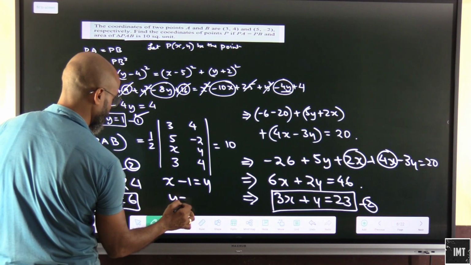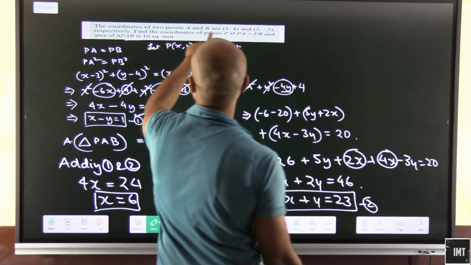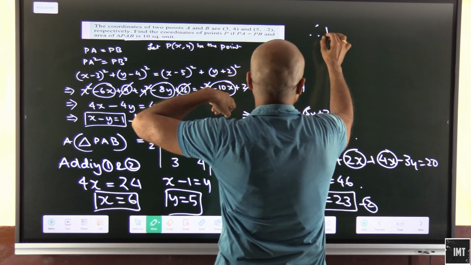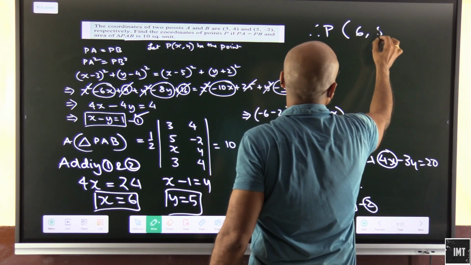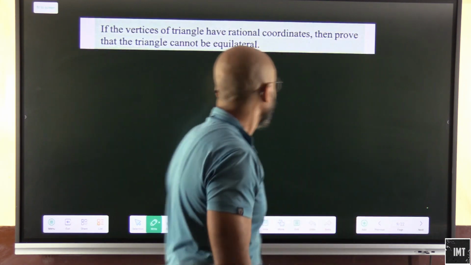So y is equal to 5. So the coordinates of the 2 points, find the coordinates of P. So the coordinates of P would be 6 and 5. Pretty easy problems. Okay, let's move on to 11.